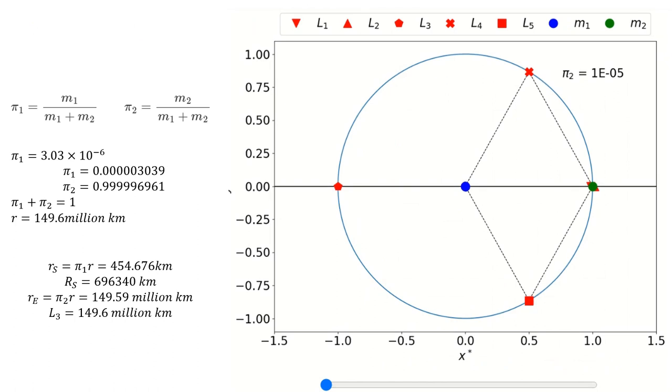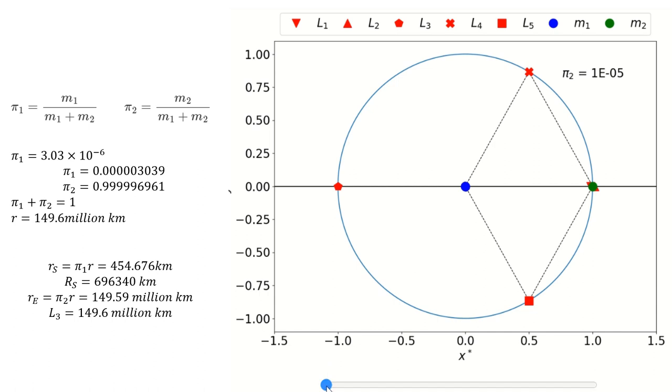Here in this animation, you can very well identify the L1, L2, L3, L4 and L5 points along with the masses M1 and M2. Now here, in the right corner, you can observe Pi 2. That is 1 into 10 to the power minus 5, almost 0. So here Pi 2 we define as m2 upon m1 plus m2. And obviously Pi 1 will be m1 upon m1 plus m2. And naturally Pi 1 plus Pi 2 will be unity. So we are having a balanced diagram here.